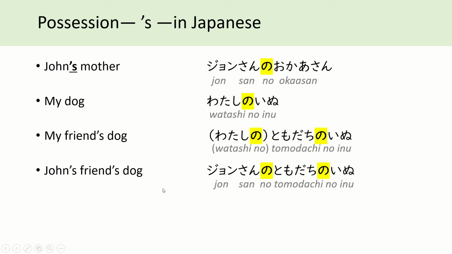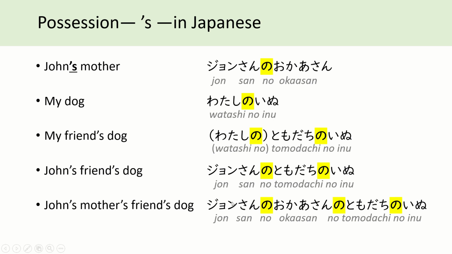And I can even extend this and have an arbitrarily long chain of possession. So John's mother's friend's dog. In Japanese, how would I say that? Just pause the video and see if you can say it yourself. John-san no okaa-san no tomodachi no inu is how I would say that in Japanese. So John-san no okaa-san no tomodachi no inu for John's mother's friend's dog.